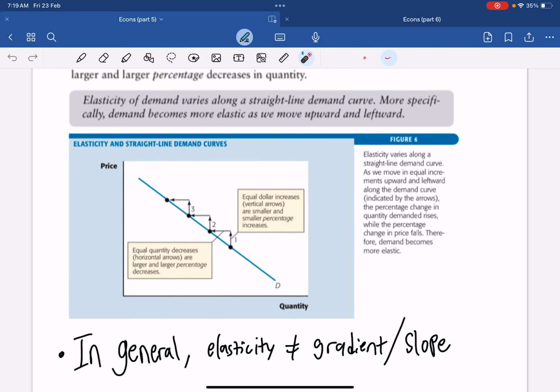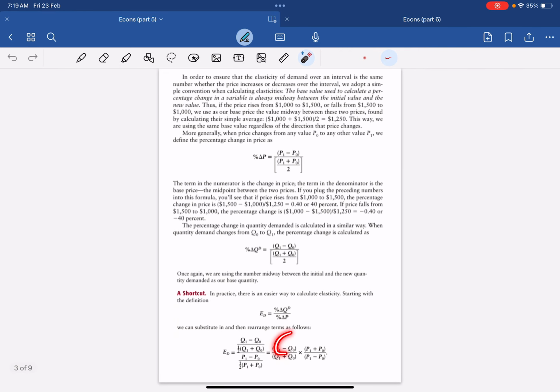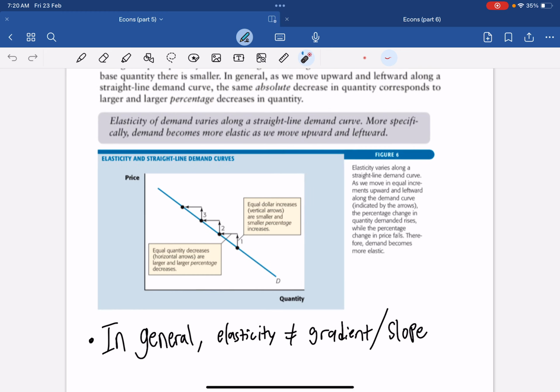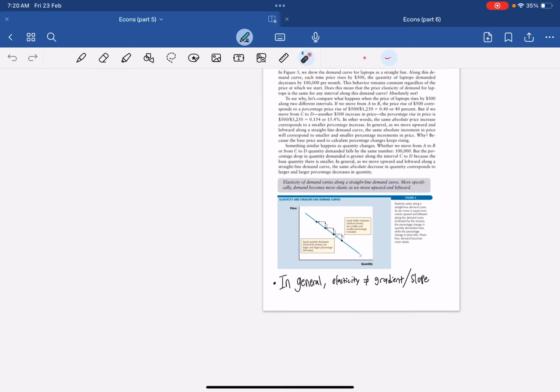So in general, the elasticity depends on which point you're traveling to and from, and it is not the gradient or the slope. But you can say, if it's just a straight line graph, the general concept is the steeper you are, the more inelastic you'll be. And you can show why from this formula. But the key concept is that the elasticity does not equal the gradient. Even with a constant gradient, your elasticity changes depending on which point you travel to and from.